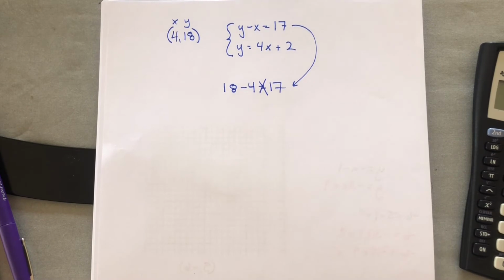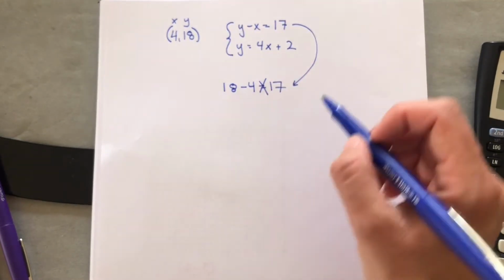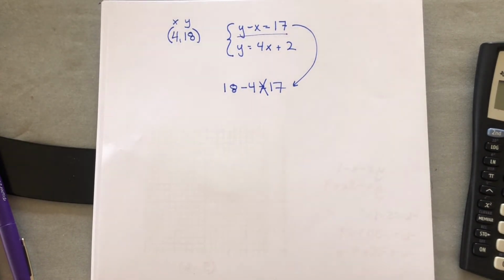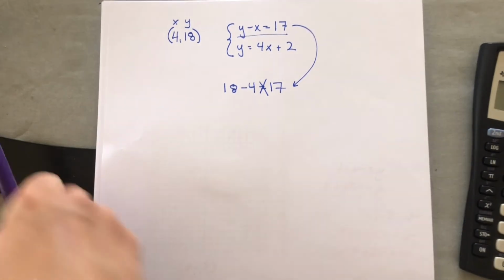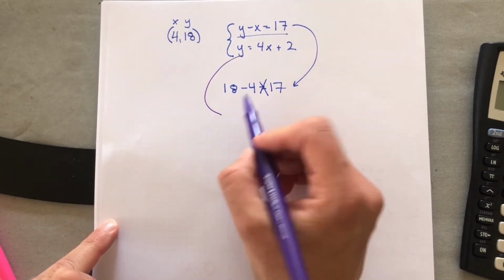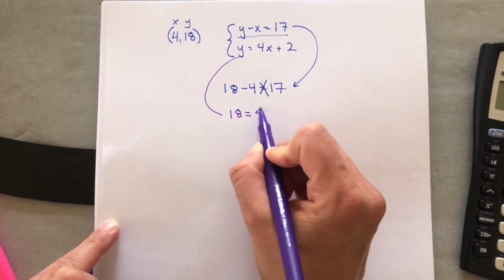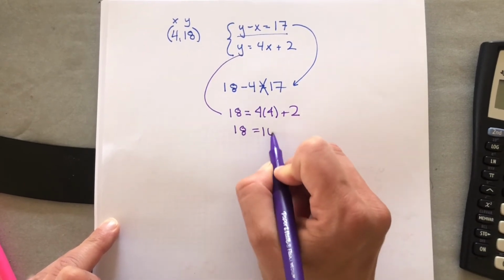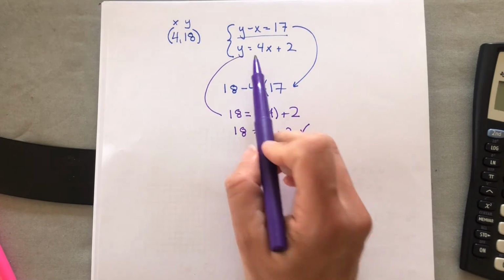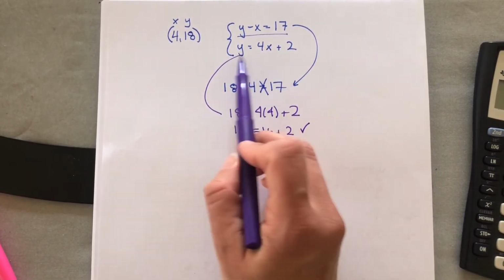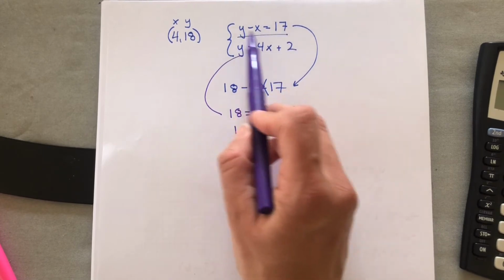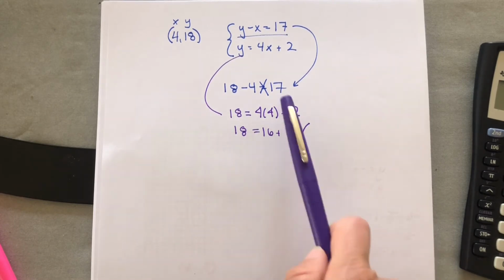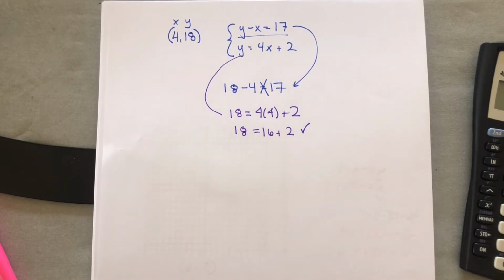So I can see already that this point is not a solution to this system because this line, y minus x equals 17, would not go through the point 4, 18. Let's check the other equation. So here, 18. Okay, so this point does make that equation true, meaning this line would go through that point. So 4, 18 is a solution to this equation, but because this line wouldn't go through 4, 18, it's not a solution to the system of equations. So the answer here would be no, not a solution to the system.